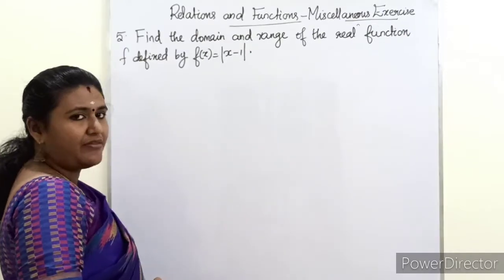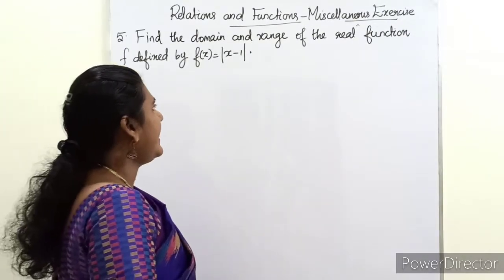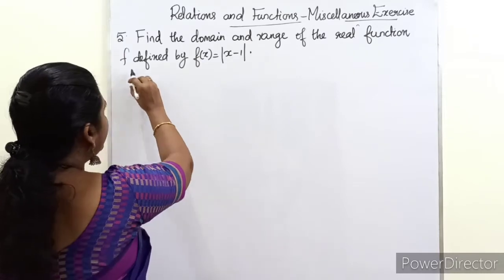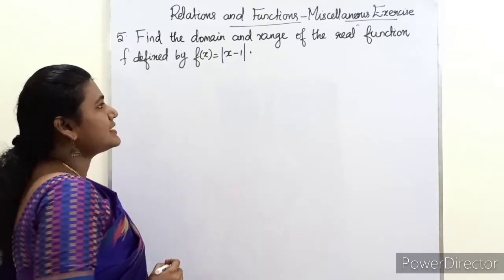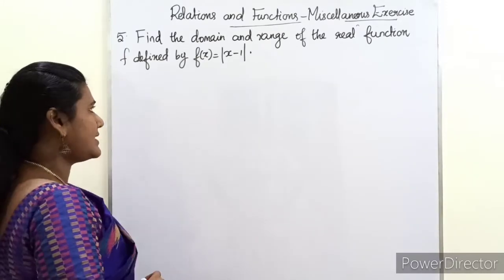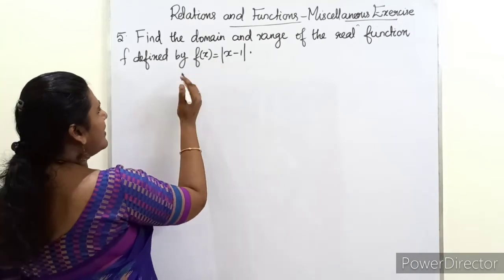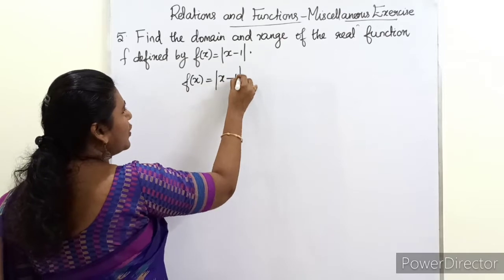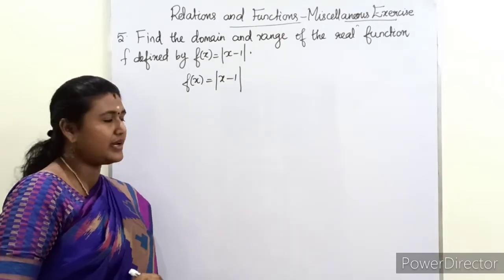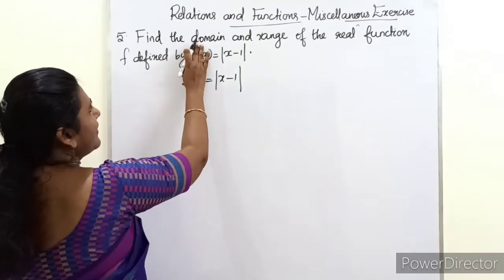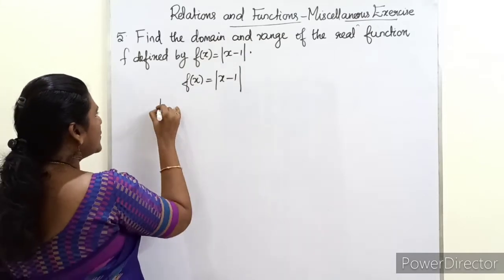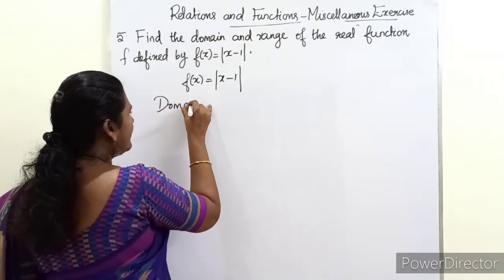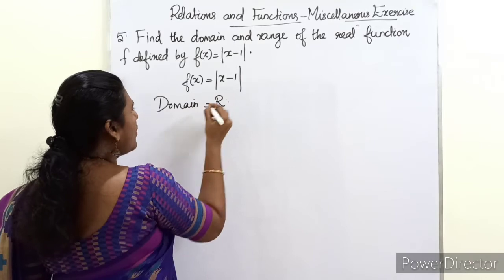Question number 5. Find the domain and the range of the real function f defined by f of x is equal to modulus x minus 1. So here the given function is a modulus function. We have already discussed the modulus function. Here we have to find the domain and the range. The domain for a modulus function will always be R. Now what about the range?